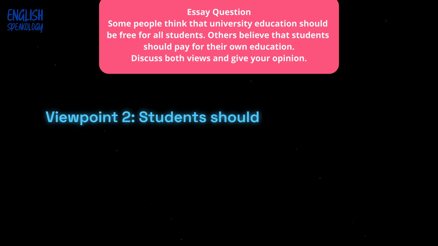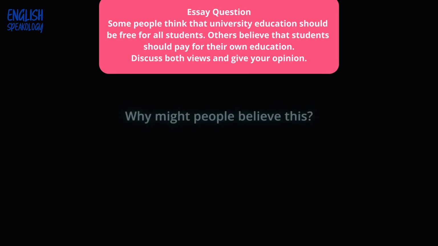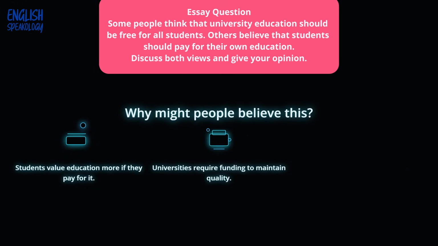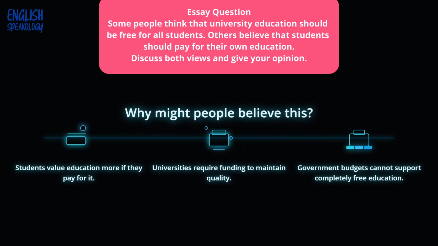Viewpoint 2. Students should pay for university. Why might people believe this? Students value education more if they pay for it. Universities require funding to maintain quality. Government budgets cannot support completely free education. These are also reasonable points.